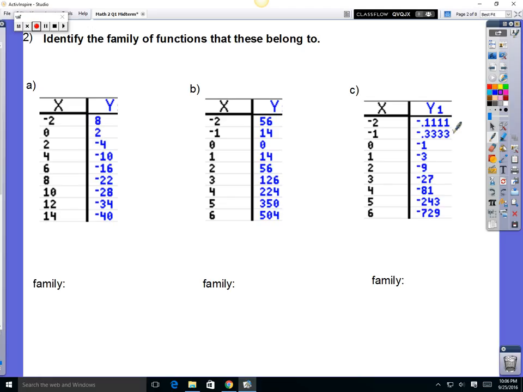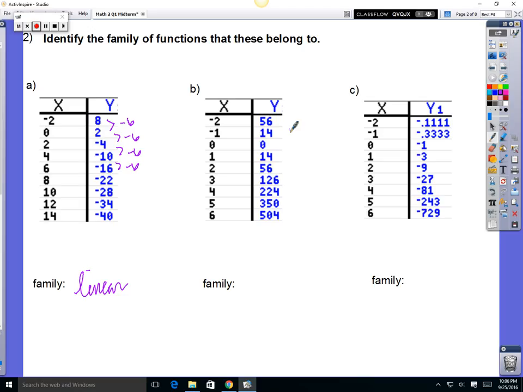To identify the family of functions. Okay, 8 to 2, that went down 6. 2 to negative 4, that went down 6. Negative 4 to negative 10, that went down 6. Okay, you can stop. A is linear. If it is increasing or decreasing by the same amount every time, that's linear.